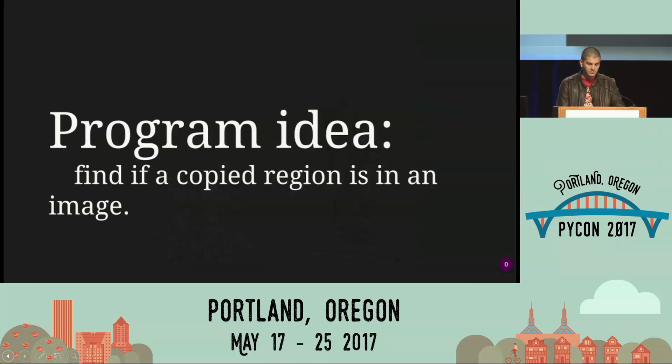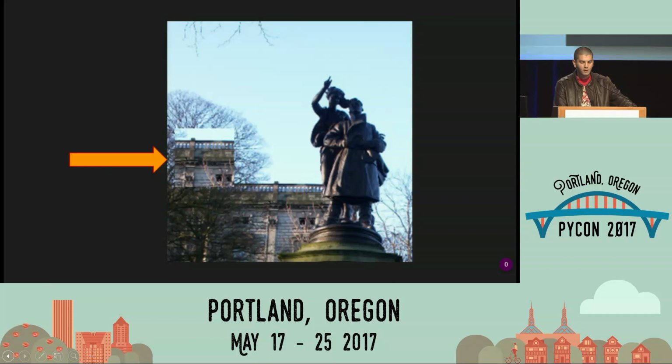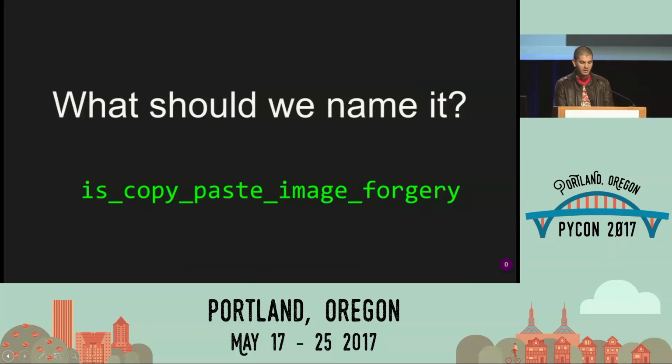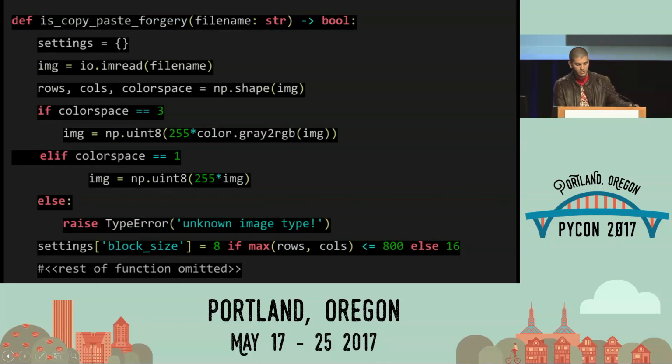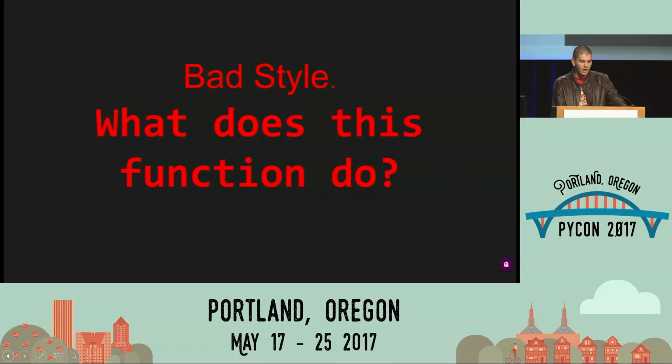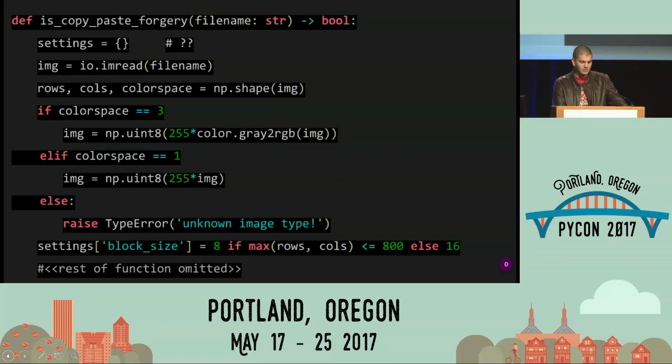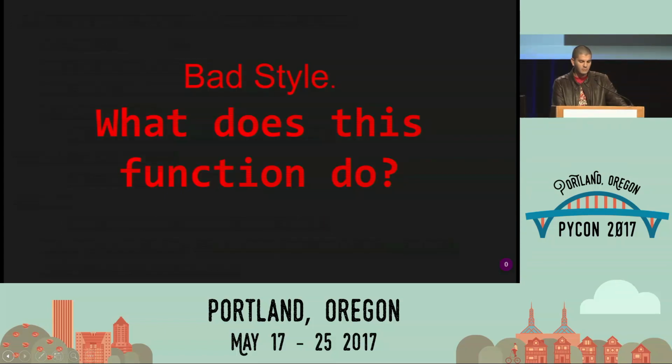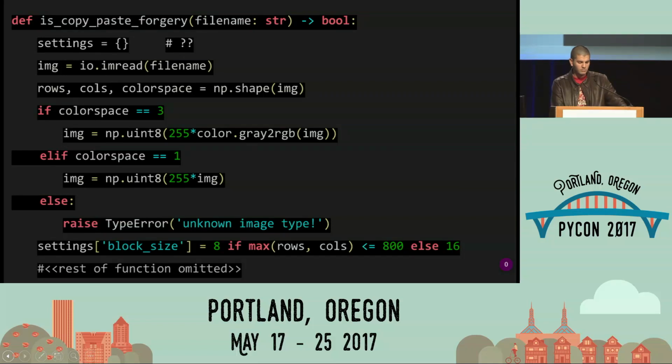So let's apply the rules of composition. Suppose we write a function that's trying to find a copied region in an image. What should we name it? Is it copy paste image forgery? Does this function here, does this tell if something is a copy paste forgery? Maybe. I mean, when you read it after a while, it seems to be telling you, seems to be doing some import or something.